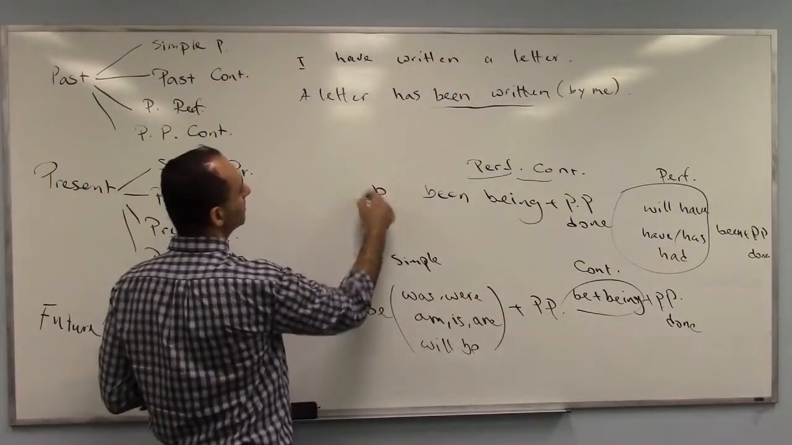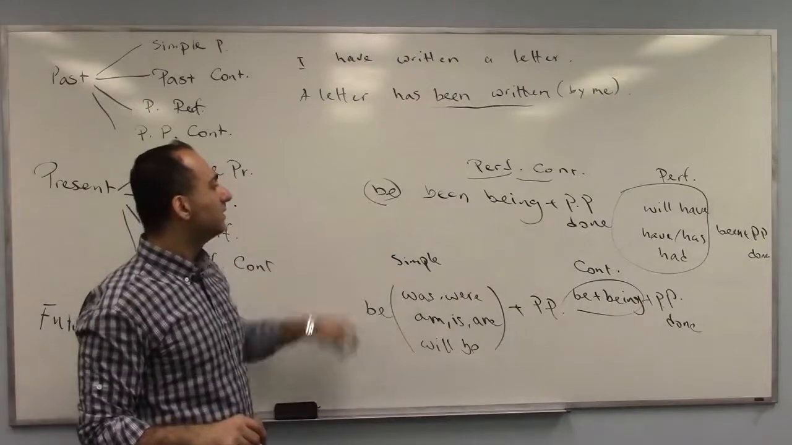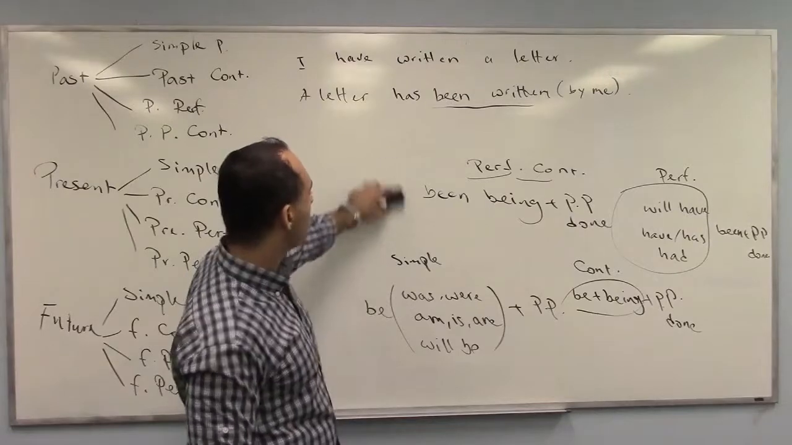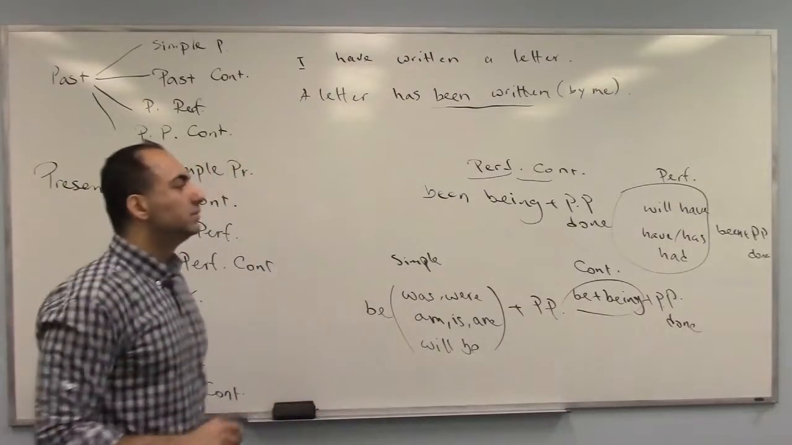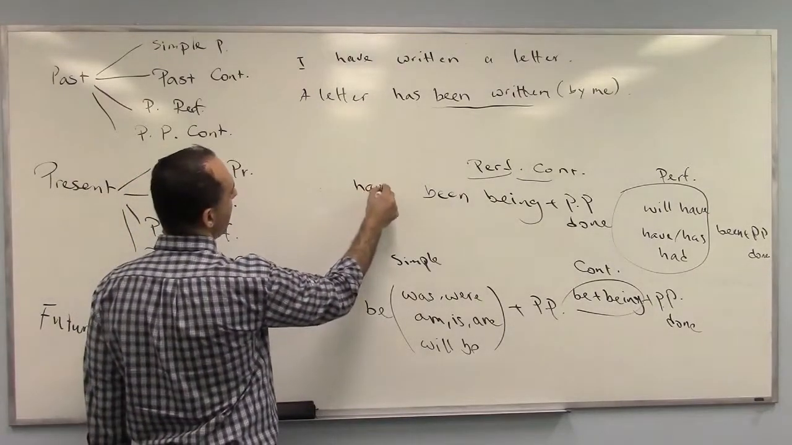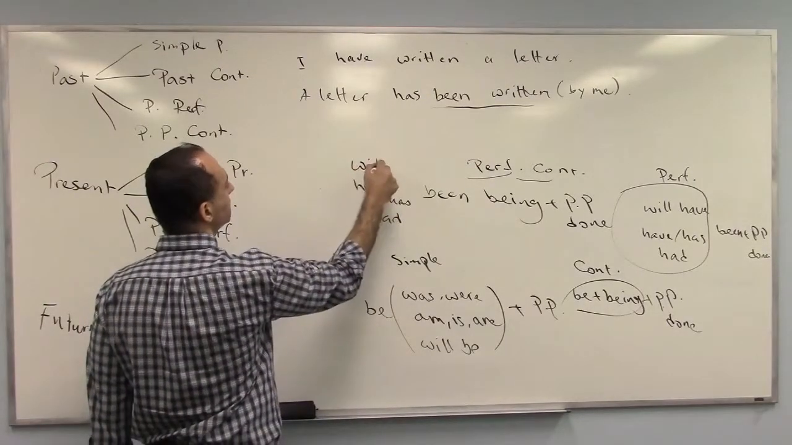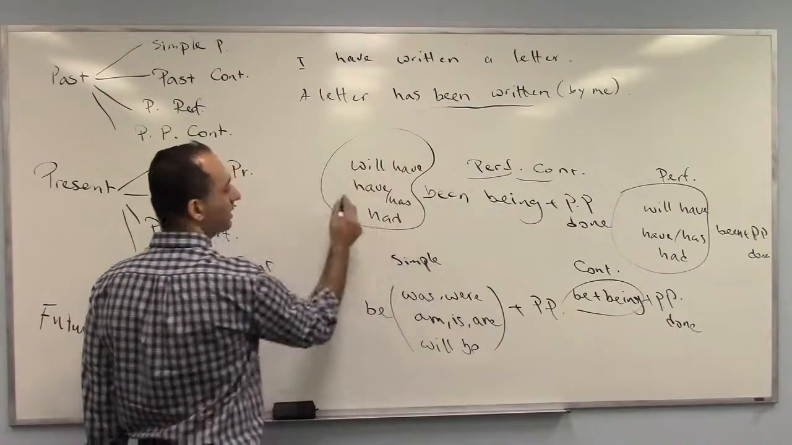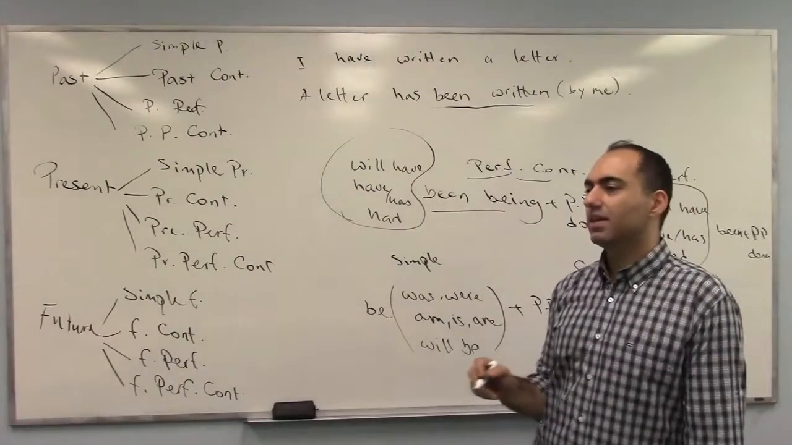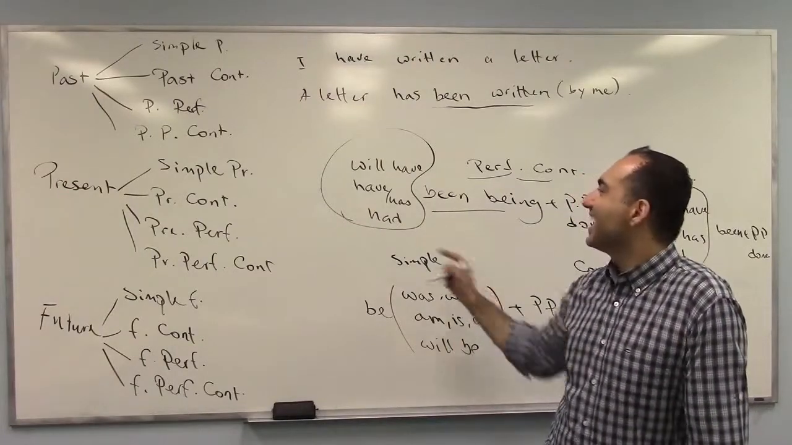So here you need be. No, it's have. Will have. You need have, has, will have, had, and will have. Have been being, has been being done, have been being done, will have been being done, had been being done.